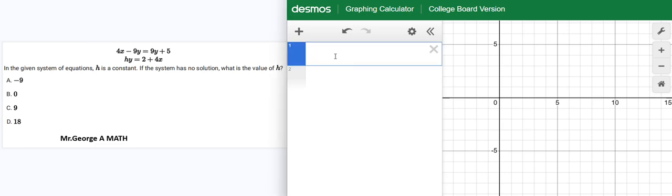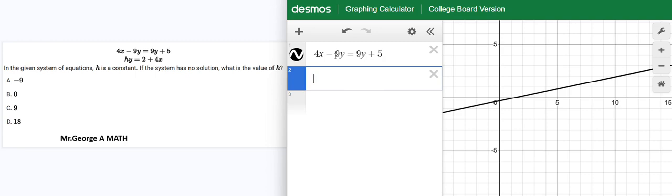Here we type the first equation: x minus 9y equals 9y plus 5. Here is the first equation. Then hit the next tab. hy normal equals 2 plus 4x.